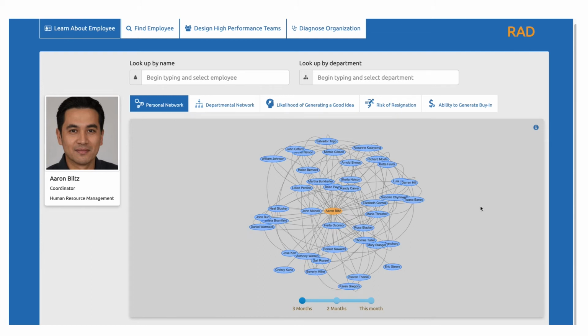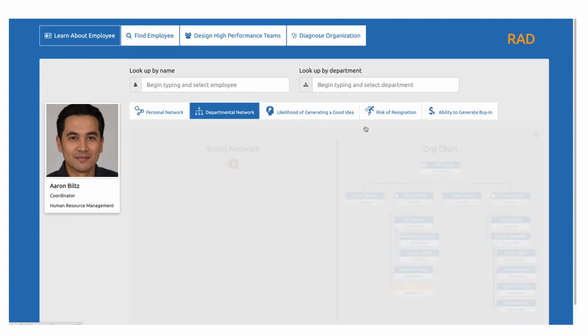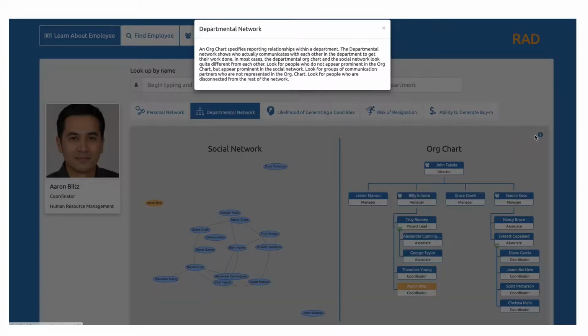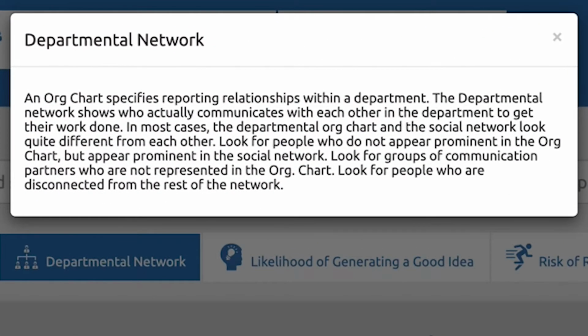Now let's explore his departmental network. Click on the tooltip and you will see what we mean by departmental network. An organizational chart specifies reporting relationships within the department. The departmental network shows who actually communicates with each other in the department to get their work done. In most cases, the department org chart and the social network look quite different from each other.